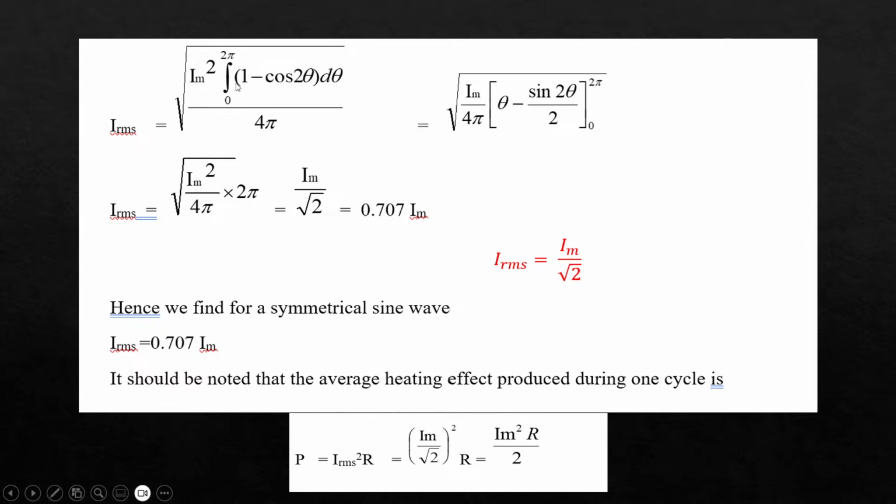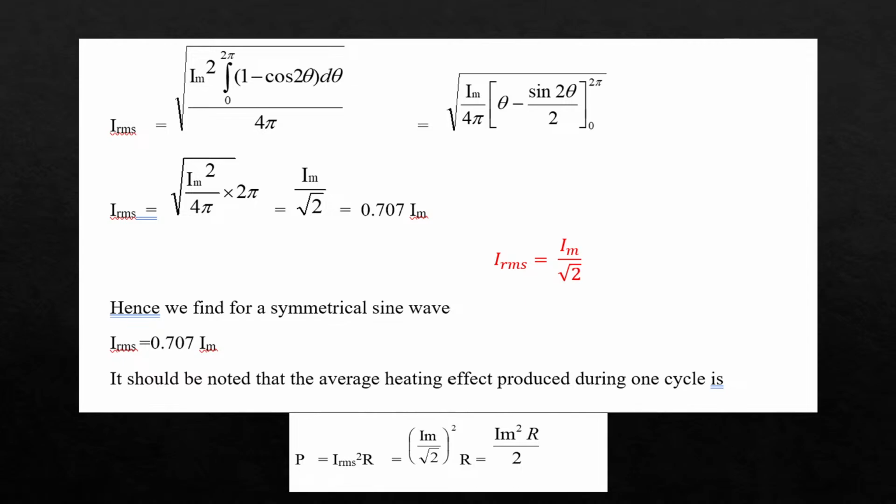This just becomes 4 pi, and I m square is there. Remember it is 4 pi into 2 pi, because the lower limit gives 0 and if we put 2 pi here, it becomes sine 4 pi, and sine n pi is 0, so it just becomes 2 pi over here. Under the square root, 2 pi and 4 pi get cut, and 2 comes down. So it becomes I m square upon 2 under the root, so I m by root 2, which is 0.707. So I RMS is 0.707 I m. Similarly for V.